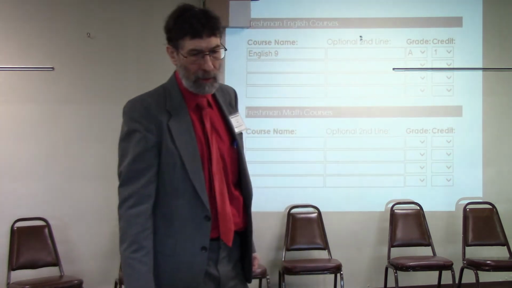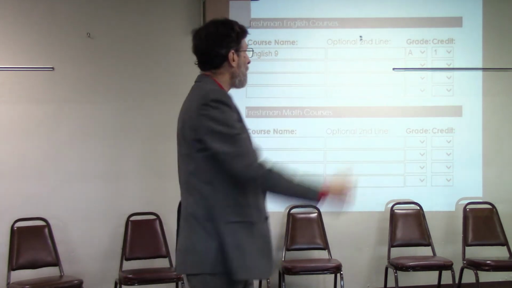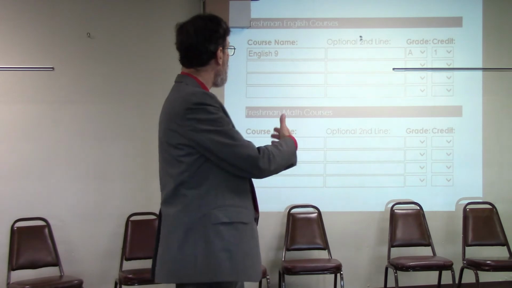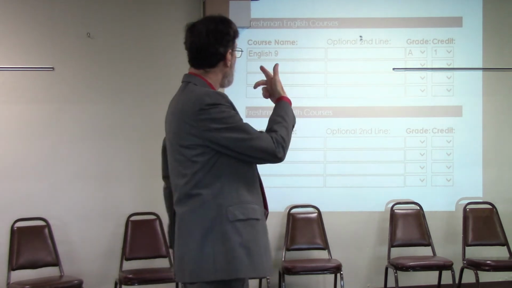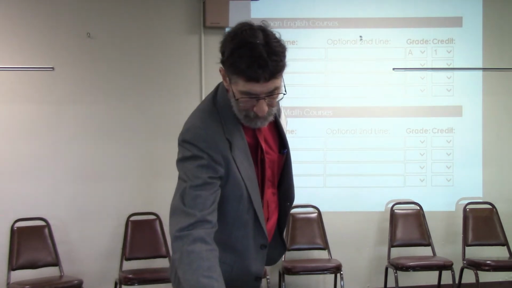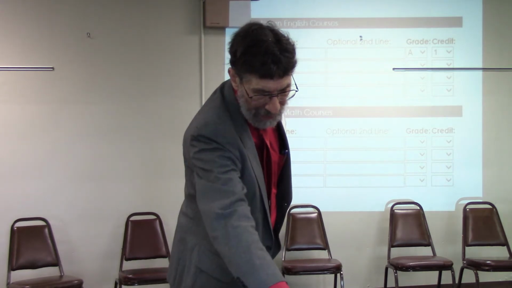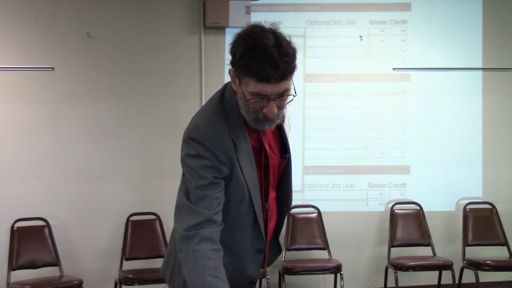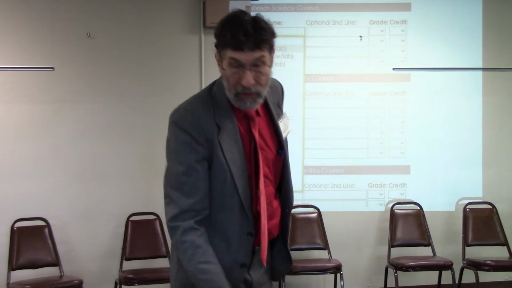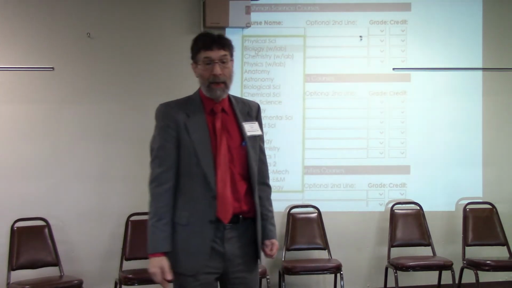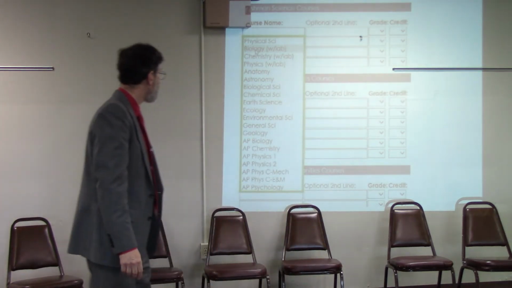Thank you, Patty. So anyway, this is very typical. English 9, this student got an A, 1 credit. Next on the interview page would be math courses. And then after that would be science courses. And this is the drop-down list you see for science courses.